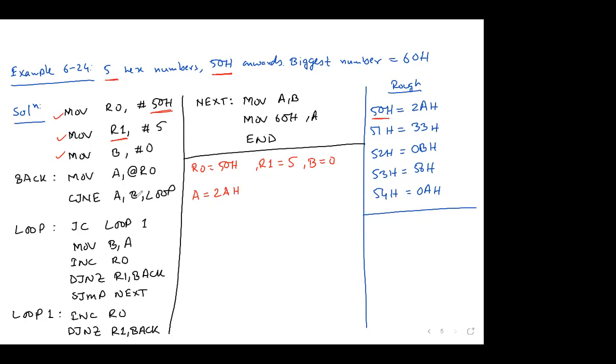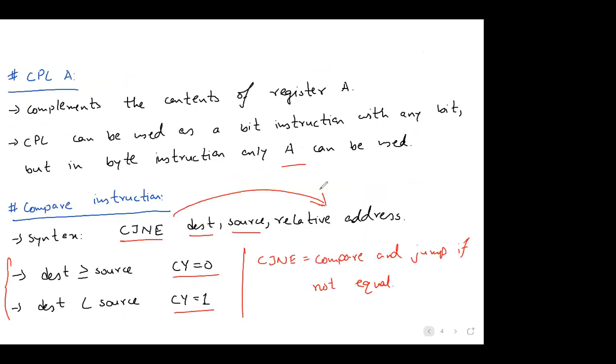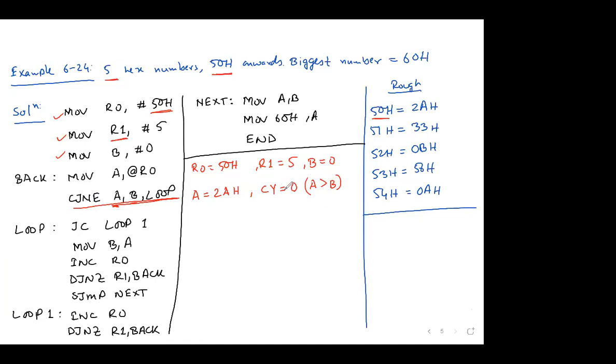Compare and jump, A and B. Are A and B equal? No, sir, they are not equal. So I'll jump to this loop. Now tell me what will be the status of the carry flag after this line. Sir, 0. Okay, why 0? Exactly. It will be 0 because for the time being, A is greater than B. A is containing 2AH and B is containing 0. So if A is greater than B, we can see from the previous slide, if destination is greater than the source, carry flag becomes 0. So CY becomes 0. Is it clear up to this?